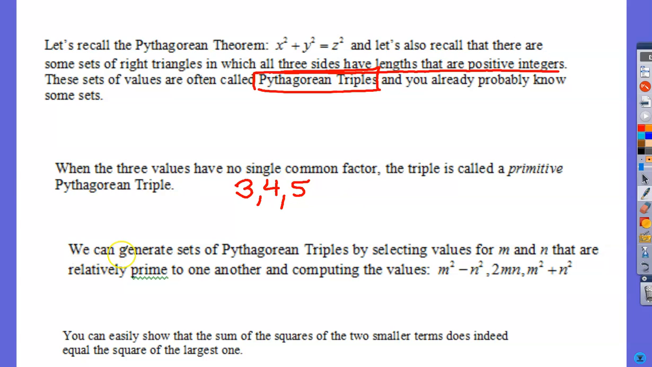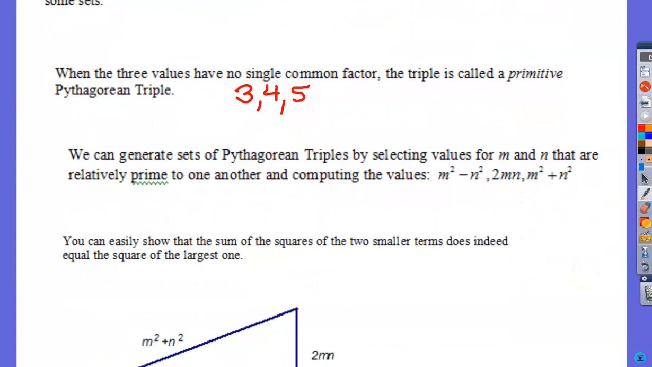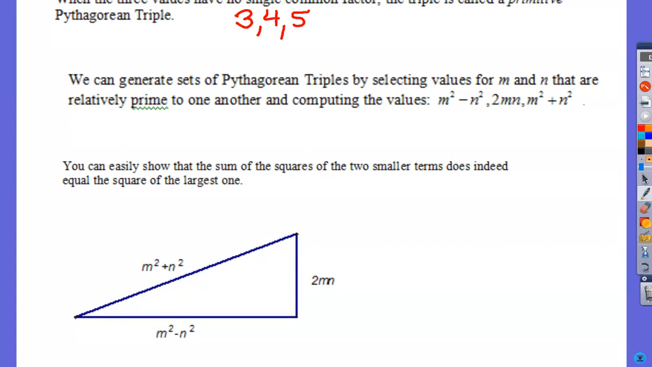So you can generate more sets of Pythagorean triples by selecting m and n values. You might remember this from your summer packet, where m and n are relatively prime to one another, and then getting these three values. Then we can show how the relationship will create more triples. So this is what I mean. Let's pick two values for m and n that are relatively prime to each other. Like I could pick 1 and 2. There's no common factor between those two numbers.